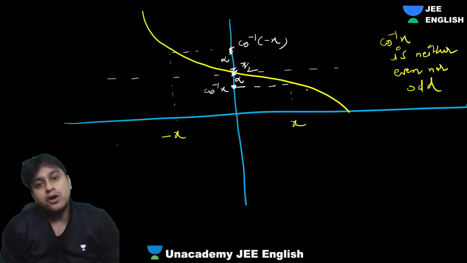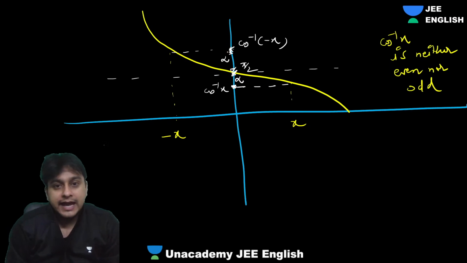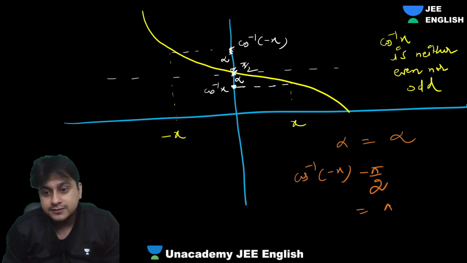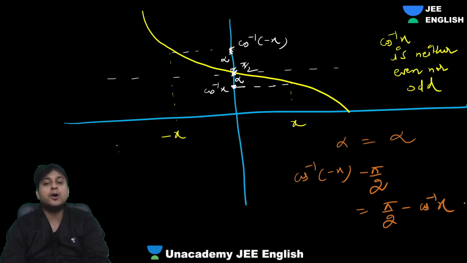So can I say that alpha equals alpha? From there I'll say that cos inverse minus x minus pi by 2 will be the same as pi by 2 minus cos inverse x. Is that clear, everyone watching over here?